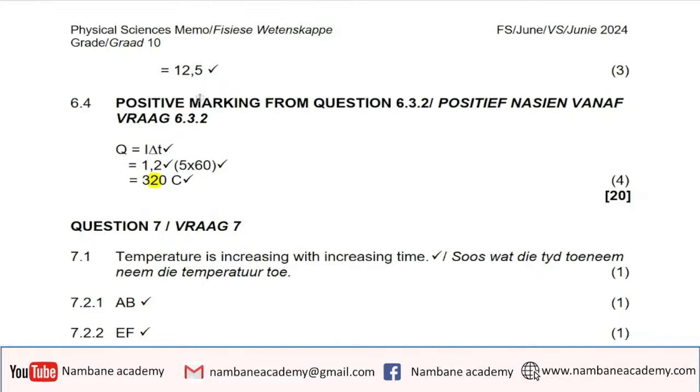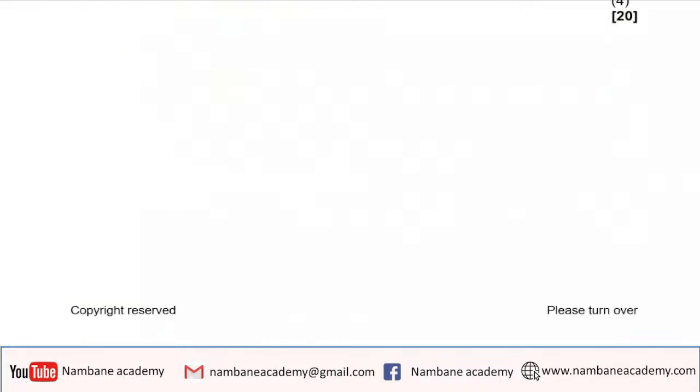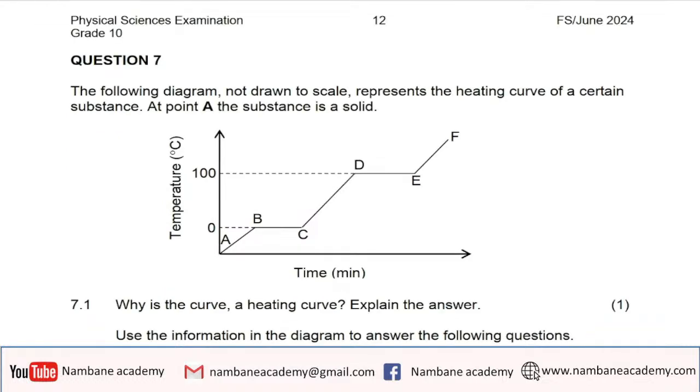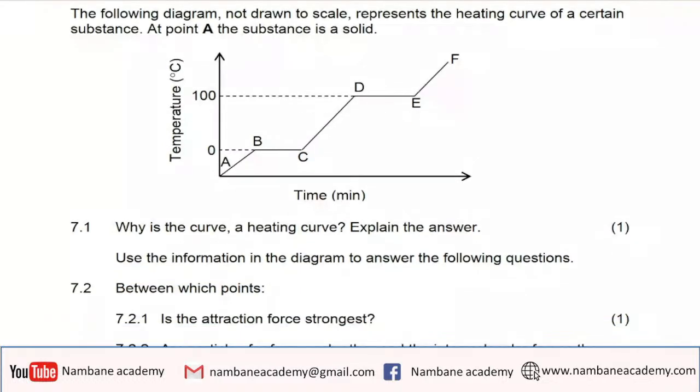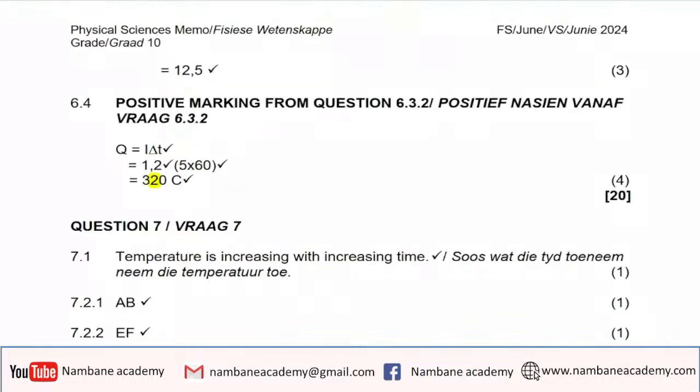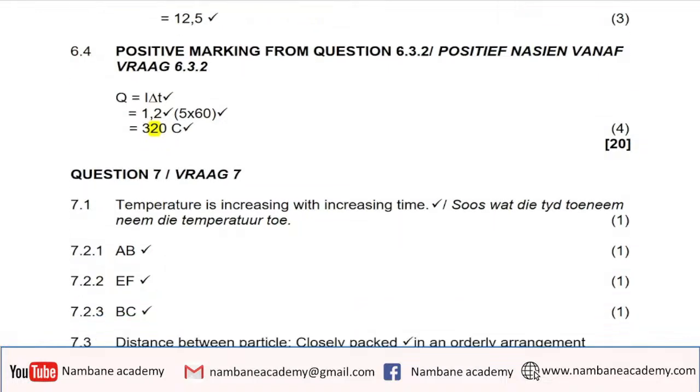Okay. In the absence of any, thank you very much for your contributions. As we proceed, question number 7, starting chemistry. The following diagram, not drawn to scale, represents the heating curve of a certain substance. At point A, the substance is a solid. So that's section A there, it is still a solid. 7.1, why is the curve a heating curve? Explain your answer. Now, the answer for that is that the temperature is increasing with increasing time. So that is the reason why it is a heating curve.